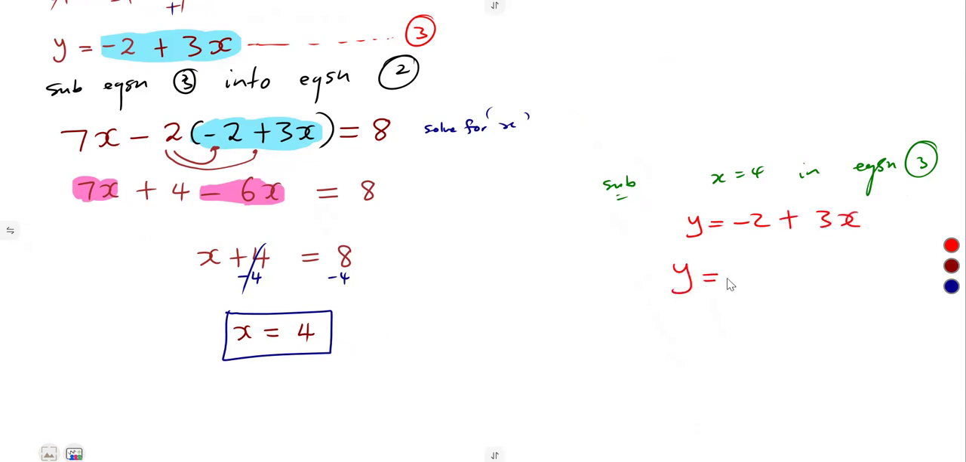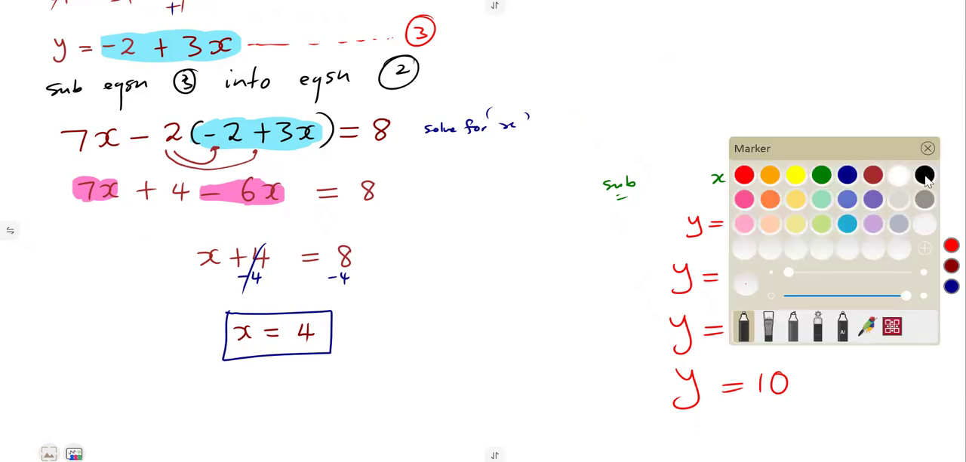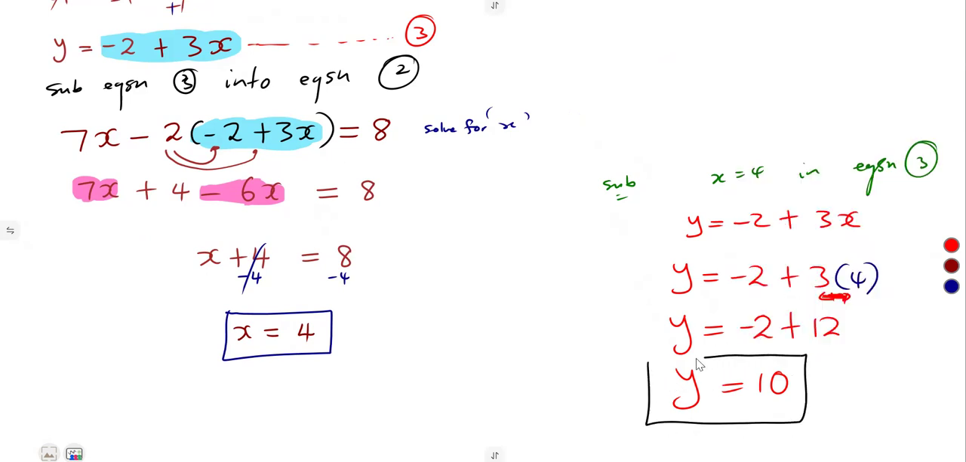So that's y is equal to minus 2 plus 3 times x. Our x is what? Our x is 4. So this is it. Y is equal to minus 2 plus, that's a 12. If you multiply this, it's going to give us a 12. Then add minus 2 plus 12, which is positive 10. So this is the value of y there. So y is equal to 10. X is equal to 4.